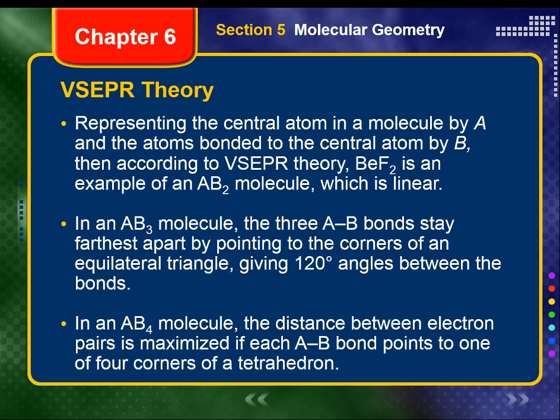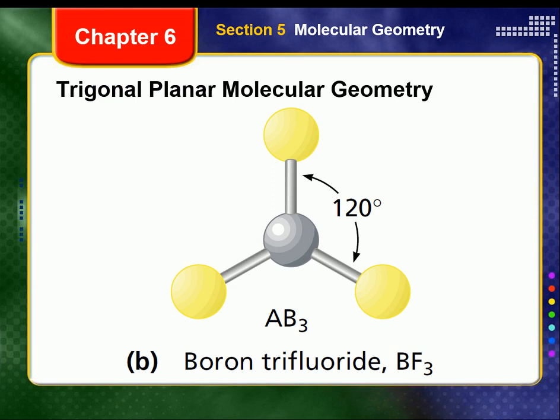Can you determine what an AB3 molecule looks like? The three A to B bonds will stay farthest apart by pointing to the corners of an equilateral triangle, giving 120 degree angles between the bonds. This trigonal planar geometry is shown in figure 6-21B on page 184 of your text or on the screen now for the AB3 molecule boron trifluoride, which is BF3.